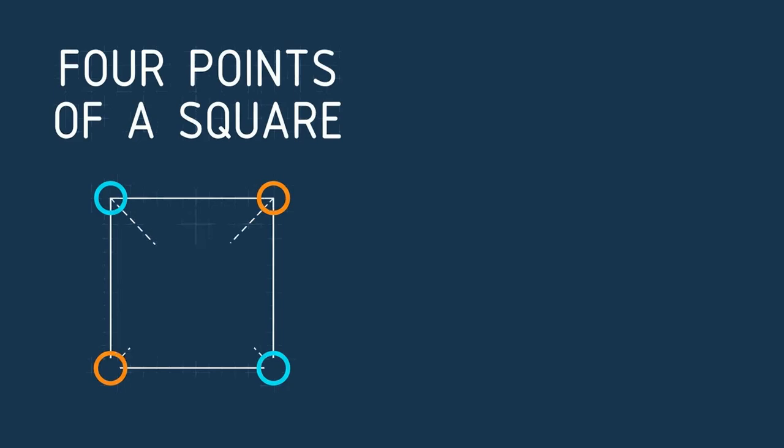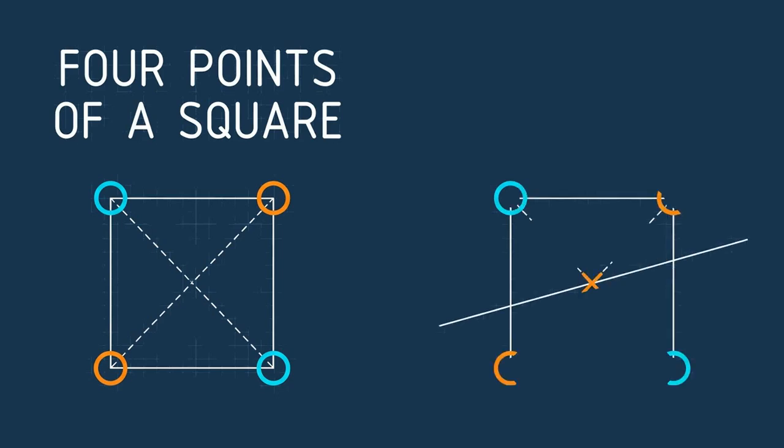4 points, one at each corner of a square. 2 opposite corners are blue, the other 2 are orange. Try to separate the colors with one straight line. You cannot. Every line strands a corner on the wrong side.